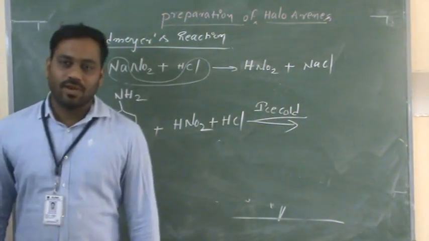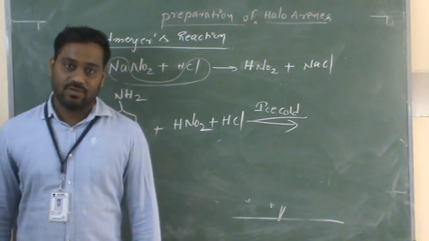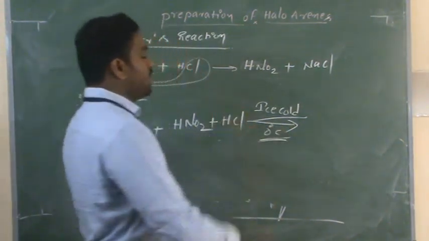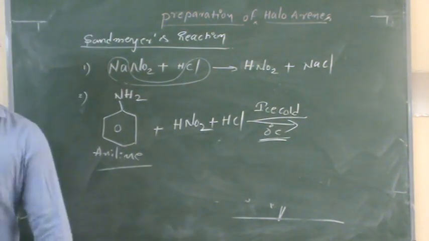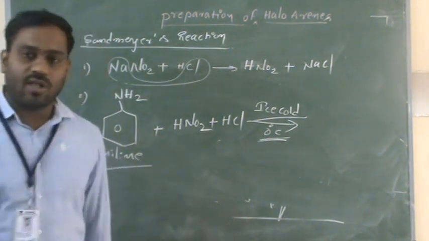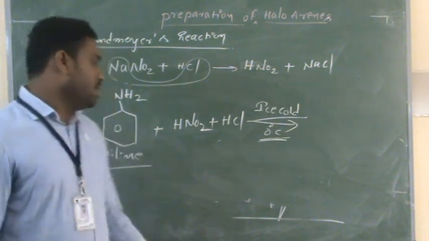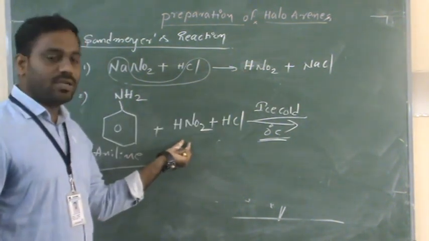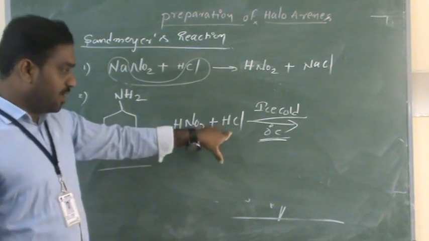What is the ice cold temperature? It is around 0 degrees centigrade. We have to maintain 0 degrees centigrade. This condition is very important. Without maintaining 0 degrees centigrade, the reaction does not proceed. Okay? So this aniline can react with HNO2 and HCl.